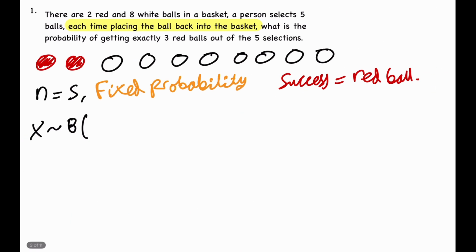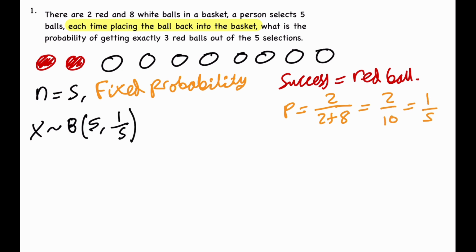So n would be 5, and the probability would just be how many red balls over how many balls in total, assuming each ball has an equal probability of being chosen. So we'll do 2 over 2 plus 8, which is 10. Probability is 2 over 2 plus 8, which is equal to 2 over 10, which is equal to 1 over 5. So here we have our distribution x follows binomial n, p.